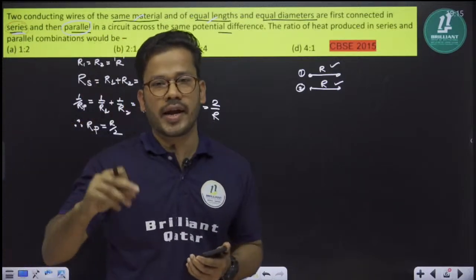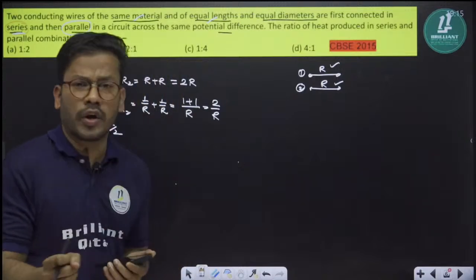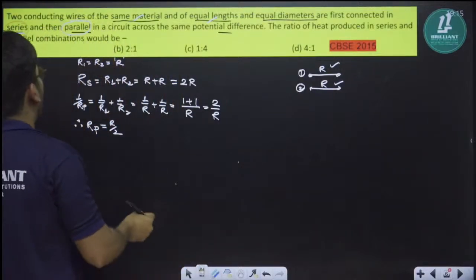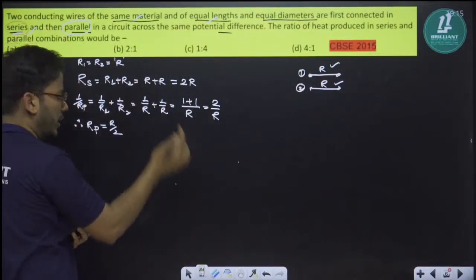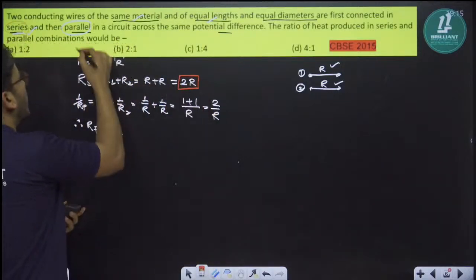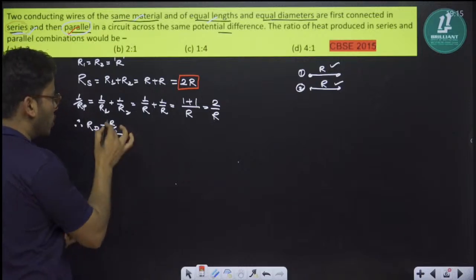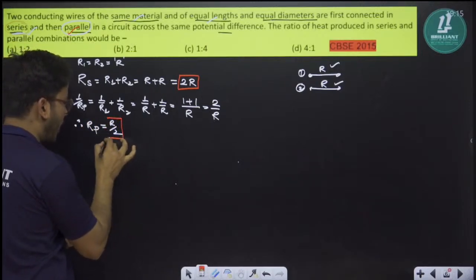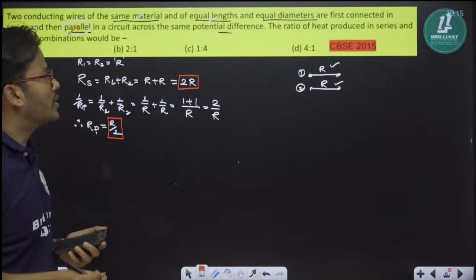Perfect. So what I did here, I was just going accordingly to the question. They're asking us to connect in series, as I did over here. When I connected in series, this is my answer. Then they're asking us to connect in parallel. When I did so, this is my answer for parallel. All right, now what's the question they're asking?